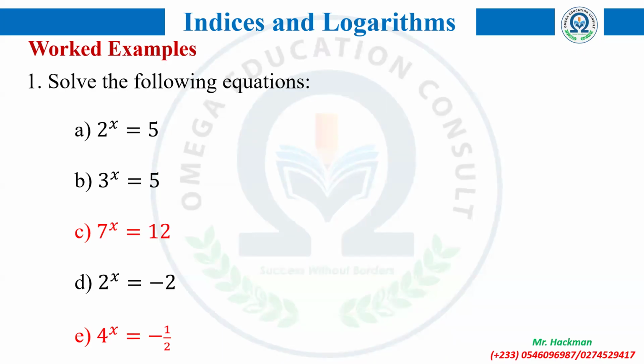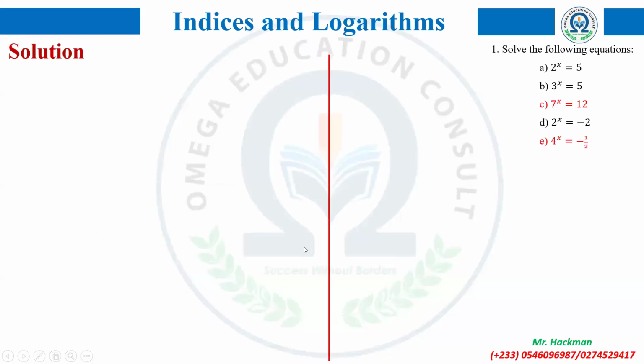So quickly, let's look at the question before us. We are supposed to solve the following equations. Simple equations, A up to E. Obviously, the one in red will be for you. You do it, we go through together, or maybe you submit later. So quickly, let's go and have a look at the solution to the questions that we have there.